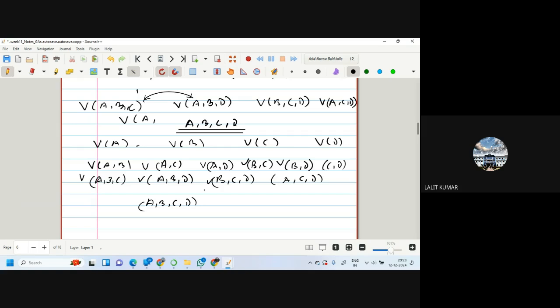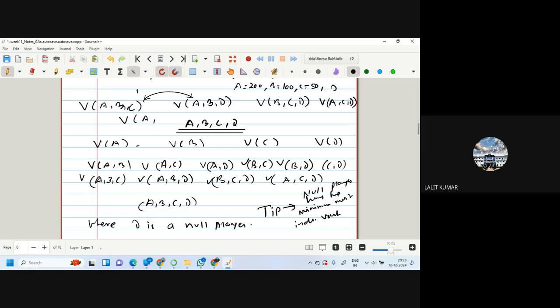So, for example, I want to check whether D is a null player. First of all, here is a tip: a null player will always have the minimum individual value. So if A is 200, B is equal to 100, C is equal to 50, D is equal to 5, he is the first person I will check.